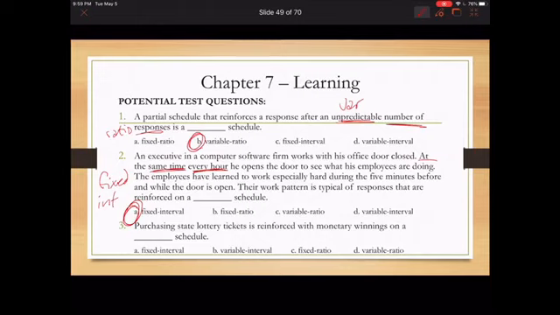Purchasing state lottery tickets is reinforced with winnings on a what scale? Well, is it predictable? Do I know when I'm going to win the lottery? Absolutely not, so it can't be fixed. And then you're asking the question, is it dependent on time or amount of times? Well, it's dependent on amount of times that I purchase a lottery ticket. It's not like I can just sit there and wait, and after a certain amount of time I'll win the lottery. It doesn't work like that. I have to do the action of buying a lotto ticket a certain number of times. I have no idea how many times that's going to be before I win, right? But if I were to just keep buying lotto tickets over and over and over again, as many as I could for the rest of my life, then at some point I win.